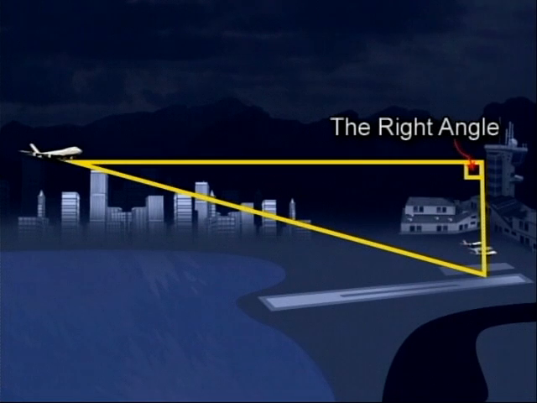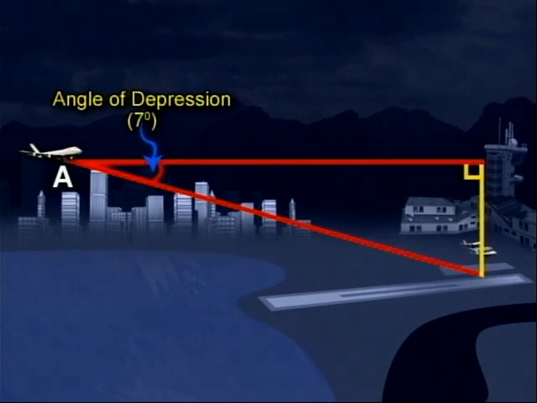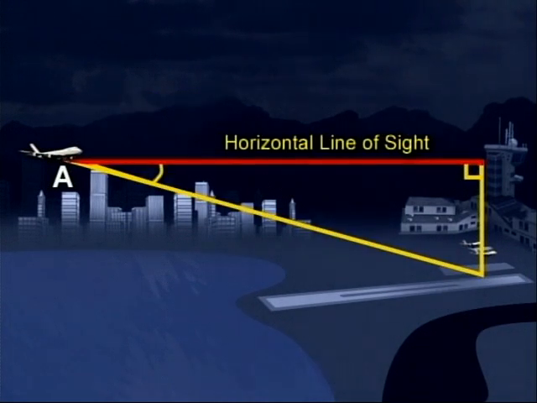The pilot needs to know when to begin descending in order to make a safe landing at the airport. Now, let's say a plane is cruising at an altitude of about 9,000 meters or 29,700 feet and wants to land at the airport. It must begin its descent so that the angle of depression to the airport is 7 degrees. How many kilometers from the airport must the plane begin descending in order to make a safe landing?